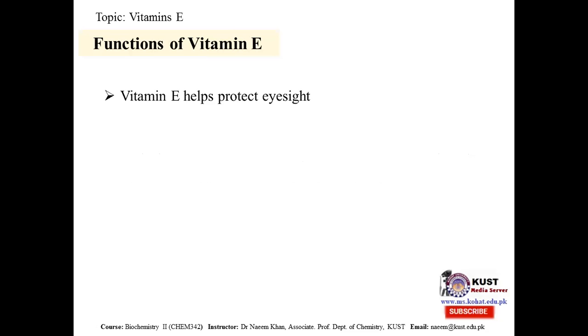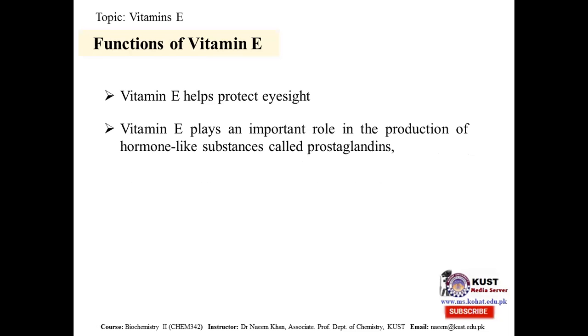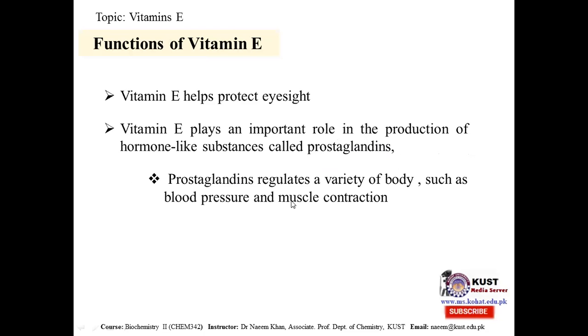Vitamin E helps protect eyesight, and it plays an important role in the production of hormone-like substances such as prostaglandins. These are very important substances, and they are produced with the help of vitamin E. Remember, prostaglandins regulate a variety of body functions such as blood pressure and muscle contraction. Blood pressure must be maintained, as it causes serious medical illnesses. And muscle contraction is important because without it, an individual cannot move. So these two things are controlled by prostaglandins, and vitamin E helps in the release of prostaglandins. So vitamin E is a very important vitamin.